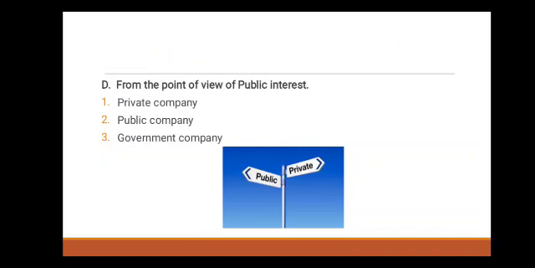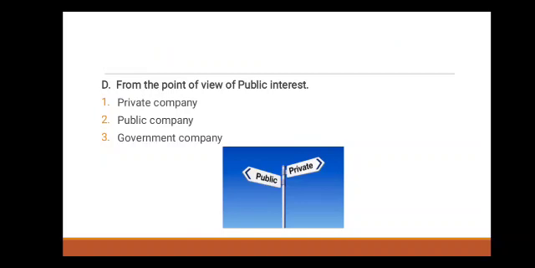Third, government company. A company is called a government company if at least 51% of its share capital is held by a central government, a state government, or jointly by the central government and state government.